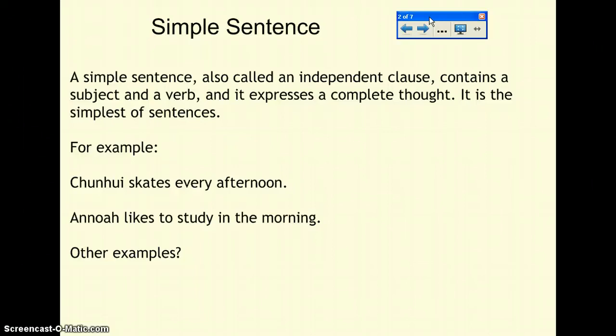So in this situation, if we have "Chung Wei skates every afternoon," you'll see that Chung Wei is the subject, the verb is skates, and it's a complete thought because "Chung Wei skates every afternoon" actually makes sense. For example, let's do the subject in the next one. It's Noah, and the verb is to study. And it makes sense, the actual complete thought. So a simple sentence, very simple: subject, verb, and a complete thought.